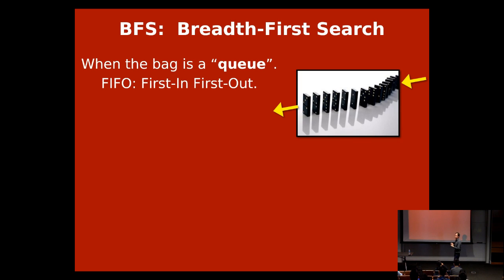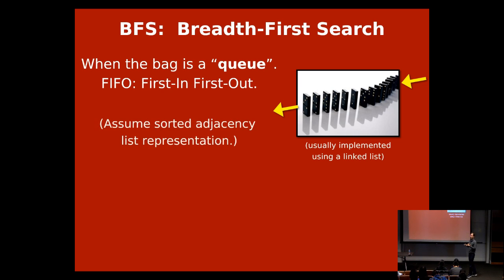And that's a first in, first out principle. So it's sort of like this. You have a list, and when you add something to the list, it goes at the back. And when you take something out, it comes from the front. OK, so probably you would implement that with a linked list or something.